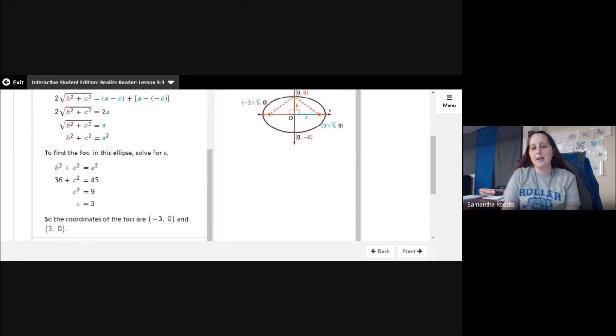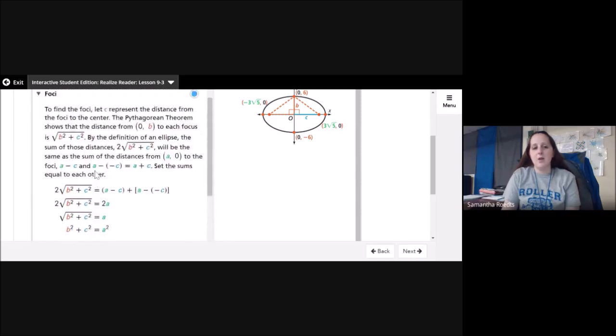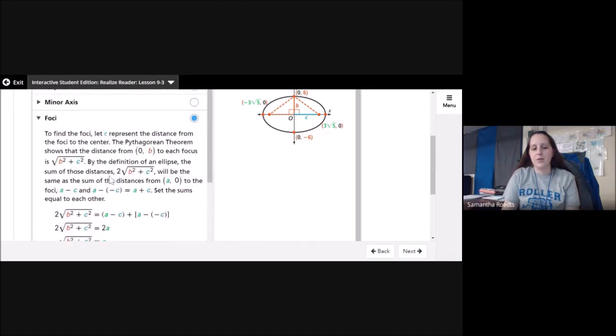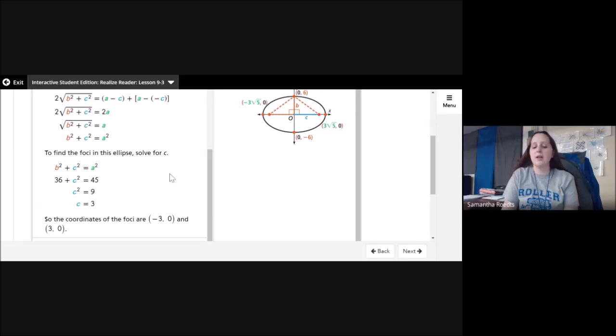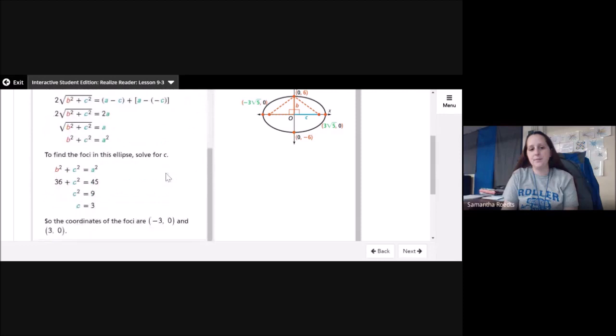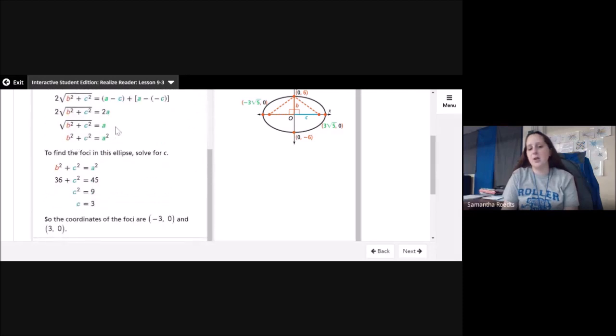To find the foci in this ellipse, I solve for c. I know that b squared is 36 and a squared is 45. So I have 6 squared plus c squared equals 3 square root of 5 squared, which is 45. So 45 minus 36 is 9. The square root of 9 is 3. So the coordinates of the foci are (-3, 0) and (3, 0). So knowing this, I can use this equation, b squared plus c squared equals a squared, to find my foci.